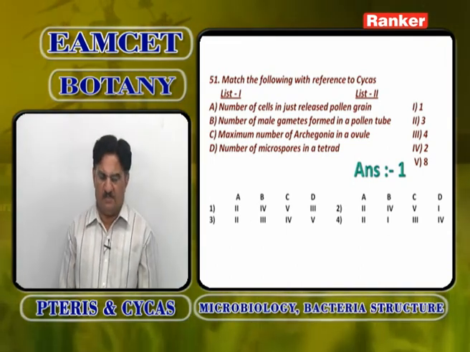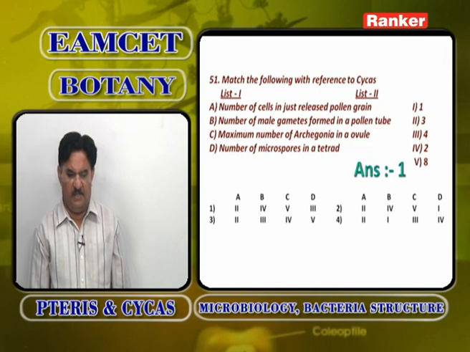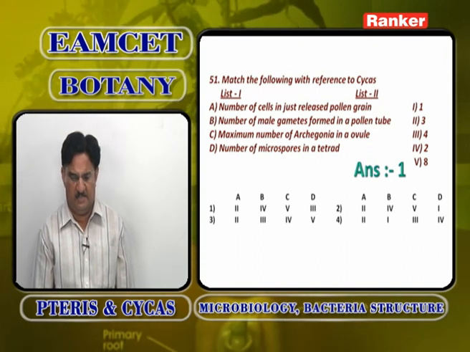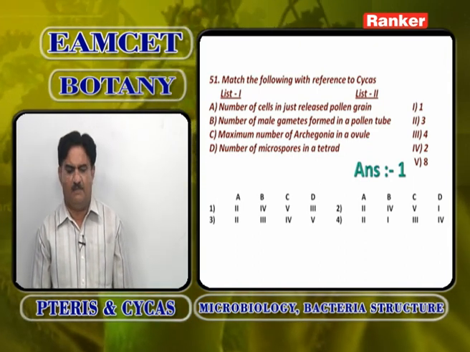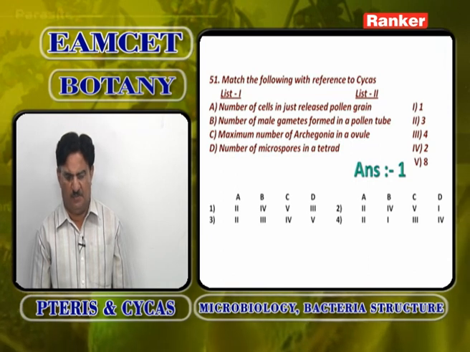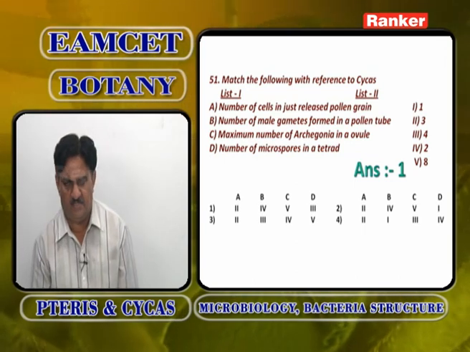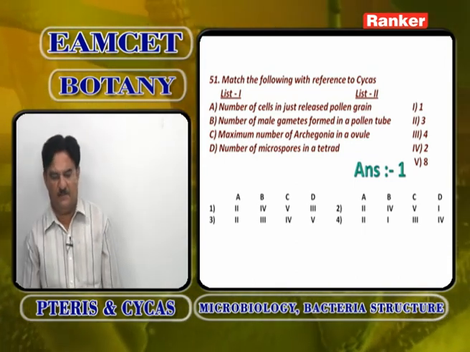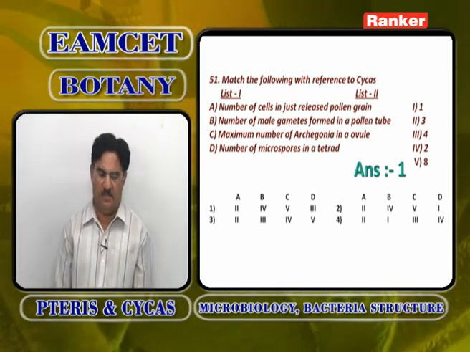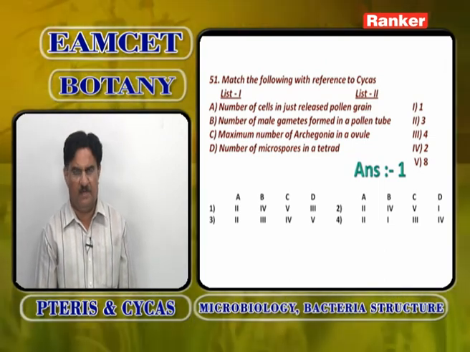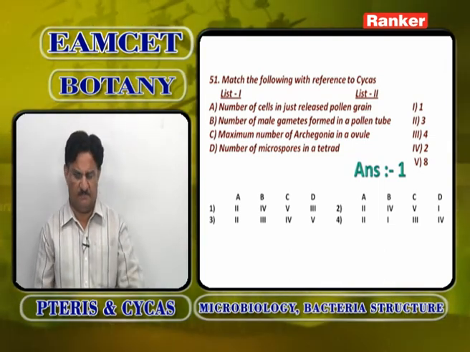Tetrad means 4. So, answer A2. A2 is number of cells in just released pollen grain is 3. B4. Number of male gametes formed in a pollen tube is 2. C5. Maximum number of archegonia in an ovule of Cycas is 2. And number of microspores in a tetrad is 4. D3. So, A2, B4, C5, D3. First option.